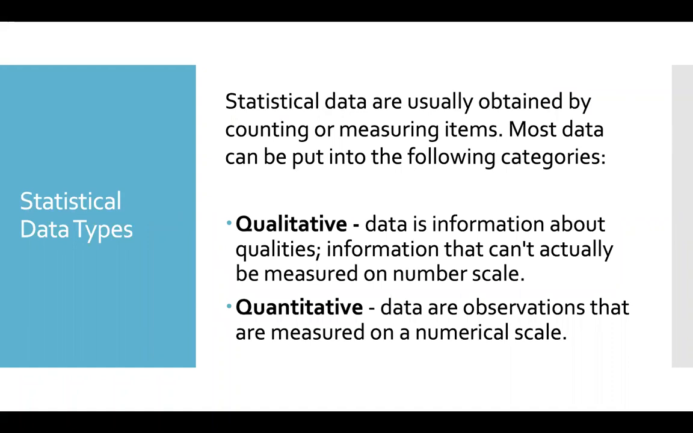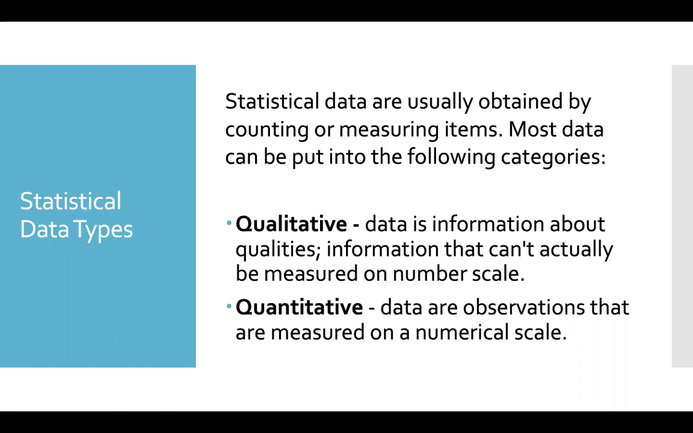Statistical data are usually obtained by either counting or measuring of the data. Now, if you talk about the whole data in this world, the data can be transformed. I'm talking about the statistical data, which is recorded in the right format or in measurable format. This data can be divided into two parts. One is qualitative and the second one is quantitative.